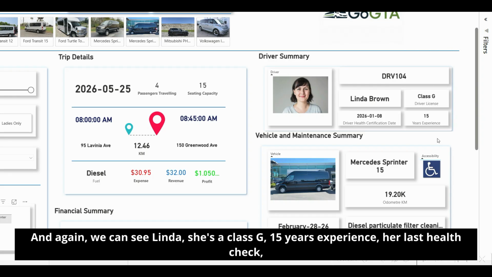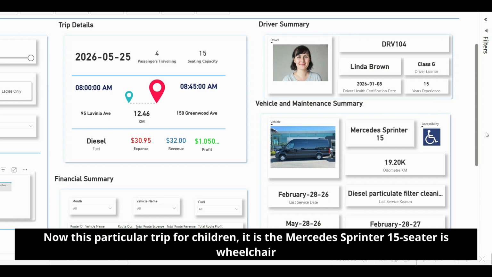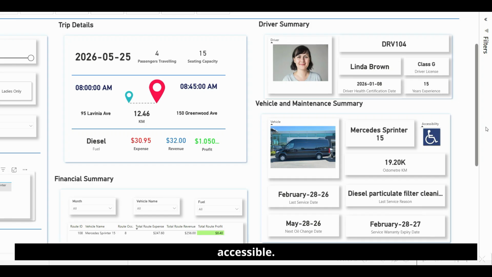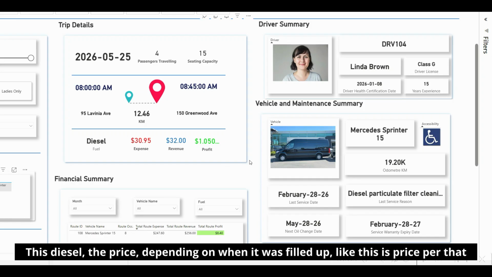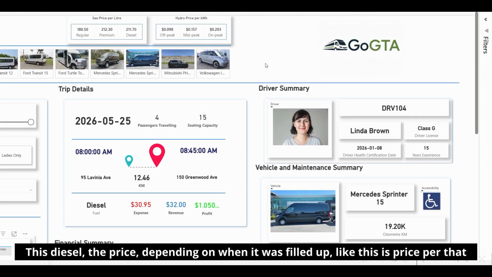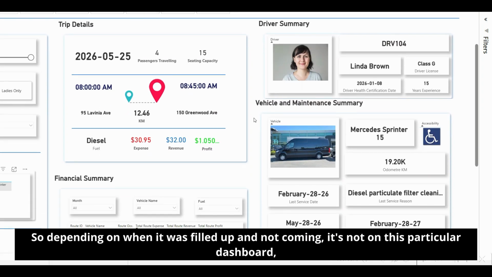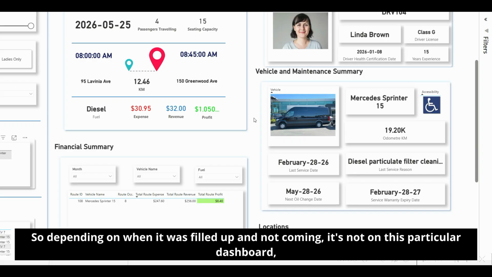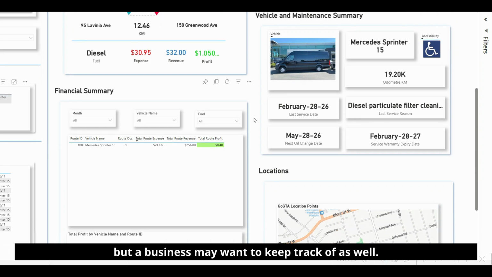And again, we can see Linda, she has a Class G, 15 years experience, her last health check, etc. Now, this particular trip for children, it is the Mercedes Sprinter 15-seater, wheelchair accessible. So you can see that here, and it does run on diesel. So that maybe affects the profit, depending on what we're looking at, right? Because of the diesel price, depending on when it was filled up, like this is the price per that day at the top. That's something that's not on this particular dashboard, but a business may want to keep track of as well.